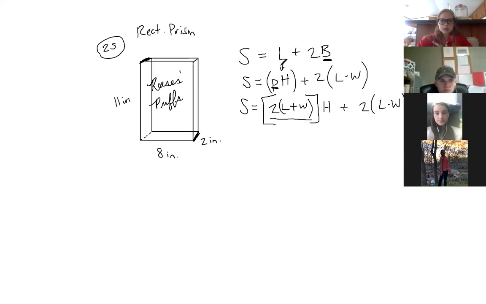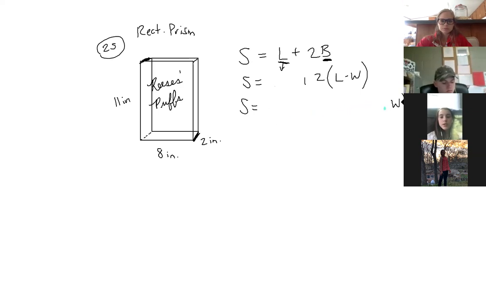So this right here, I've gotten it all the way down to 2 times L plus W times H. So that's still the whole lateral surface area. If it helps you, find these pieces separately. How do you find the lateral surface area? Perimeter times the height. The perimeter of a rectangle is 2 times L plus W, times H. Here we go.